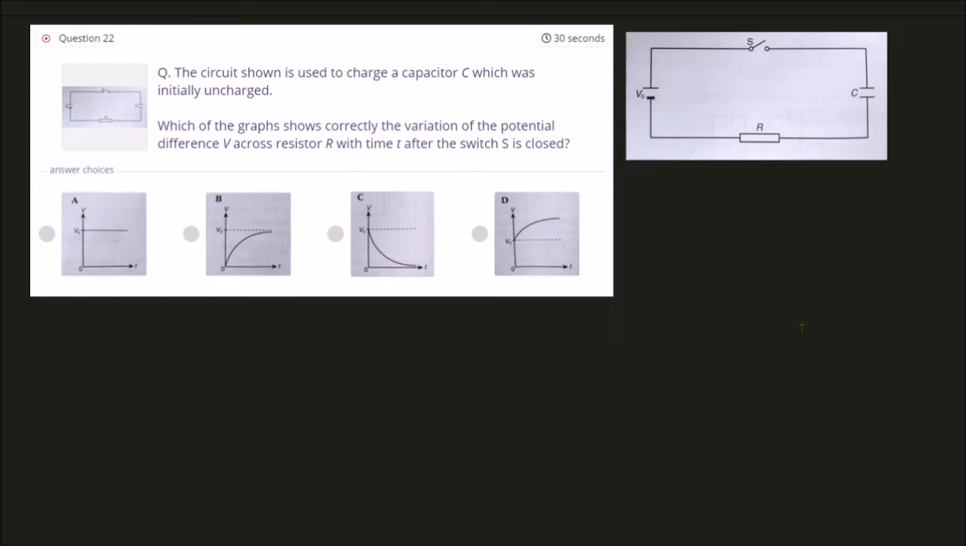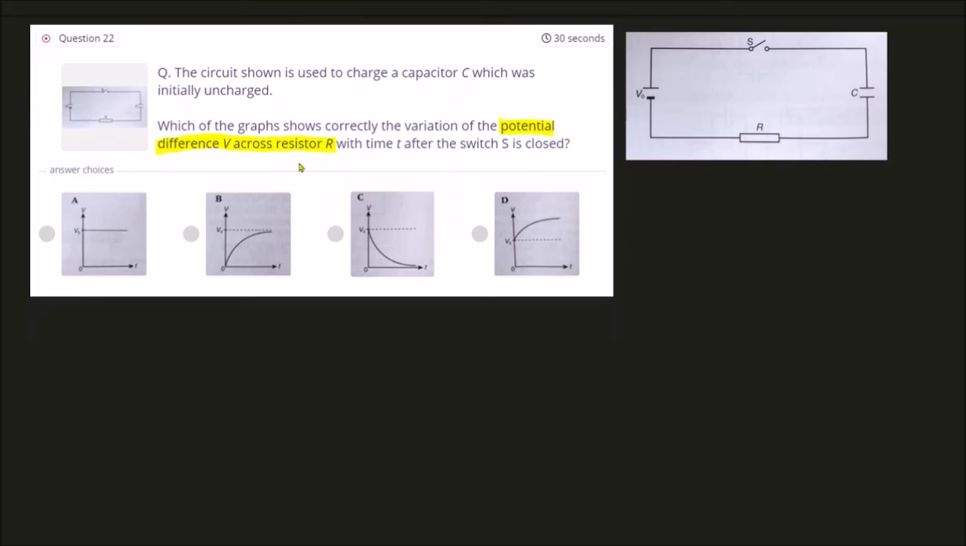Question 22. The circuit shown is used to charge a capacitor which was initially uncharged. So we have a capacitor here which is initially uncharged, and we use this voltage supply coupled together with a resistor to charge up this capacitor. Which of the graphs shows correctly the variation of the potential difference across resistor R with time after the switch S is closed? So they are interested in the variation of potential difference across the resistor, not across the capacitor.